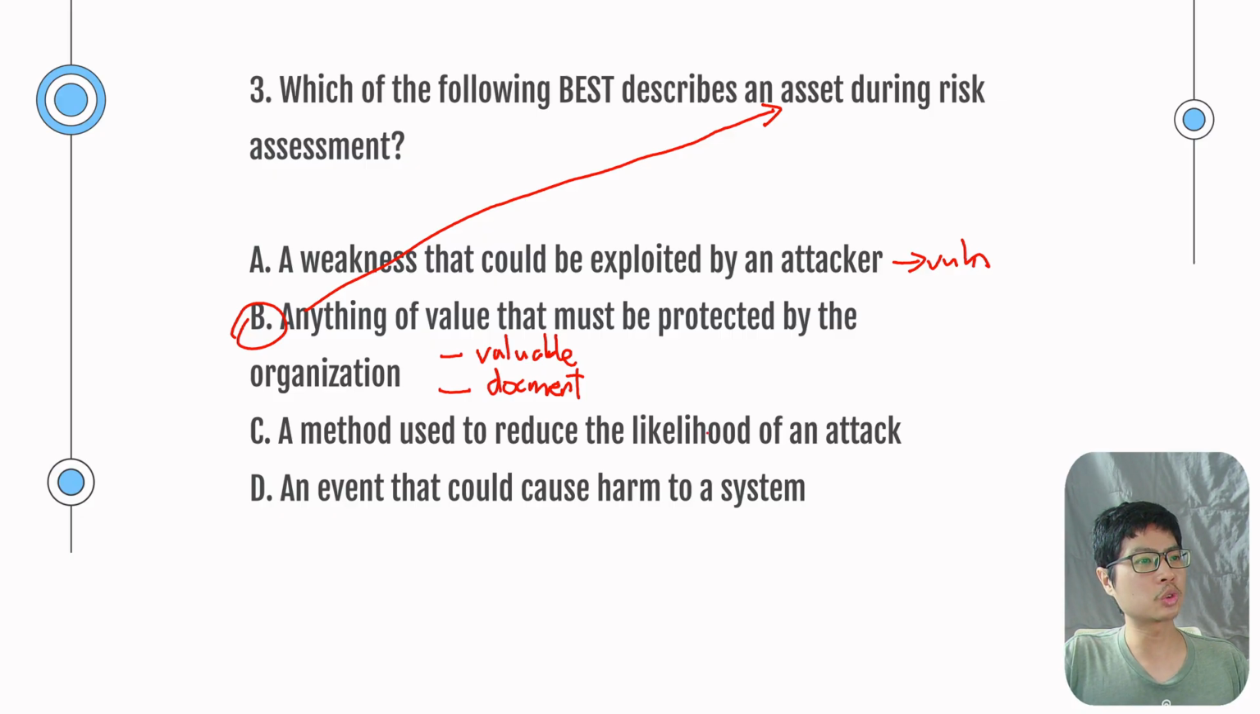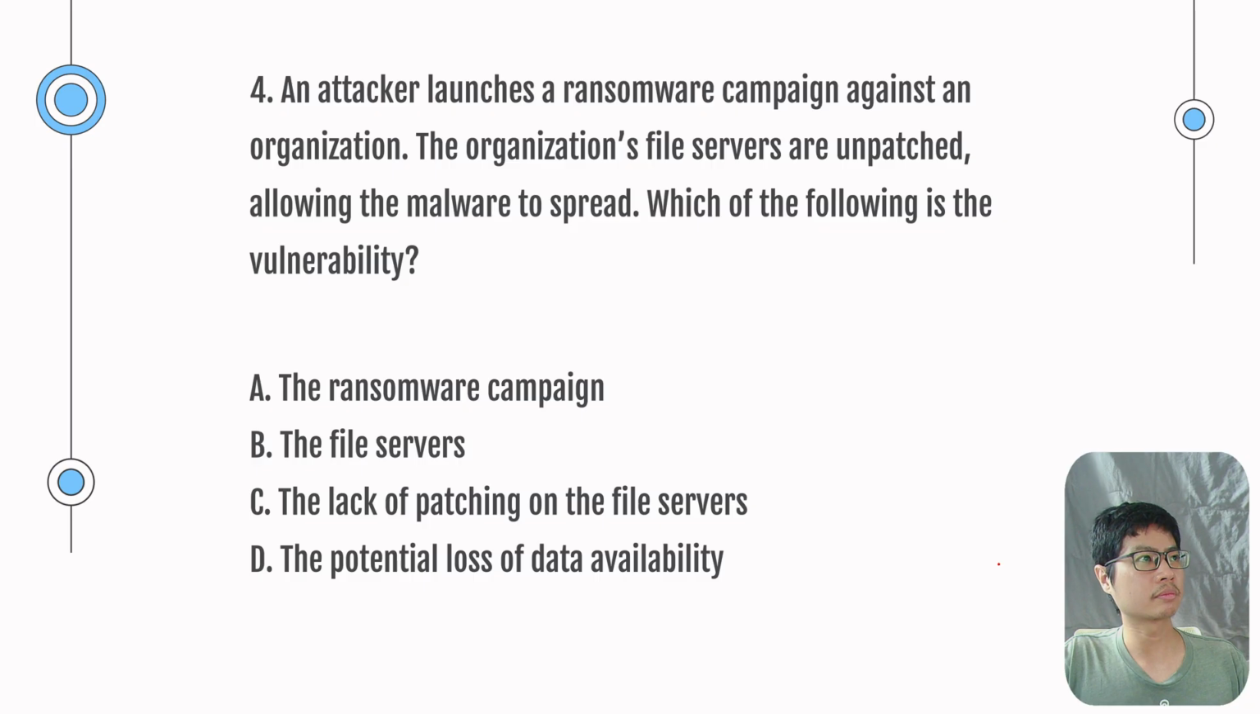Option C, a method used to reduce the likelihood of an attack. I would say this falls under controls, since we can reduce the likelihood. And D, an event that could cause harm to a system, and this is a threat. We've looked at all the various threats that could happen: a burglary, as well as a ransomware deployment, and these are the threats. So for this particular question, the answer should be B.